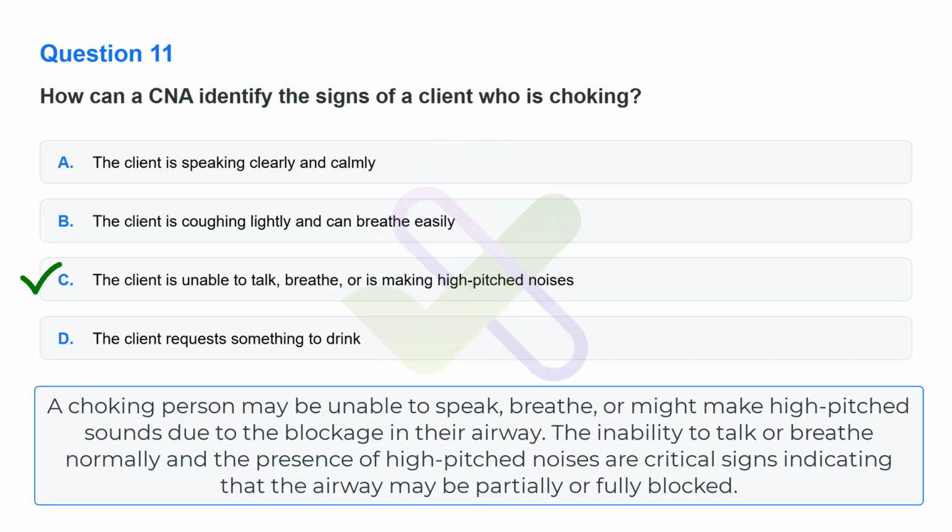The correct answer is C. The client is unable to talk, breathe, or is making high-pitched noises. A choking person may be unable to speak, breathe, or might make high-pitched sounds due to the blockage in their airway. The inability to talk or breathe normally and the presence of high-pitched noises are critical signs indicating that the airway may be partially or fully blocked.